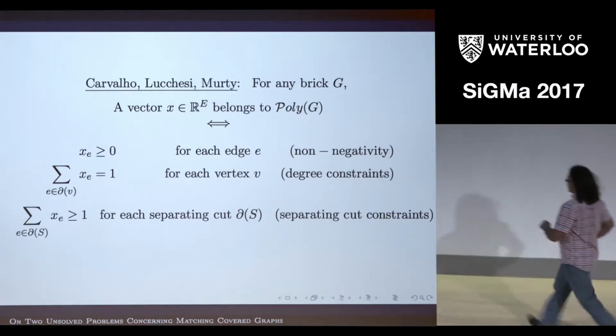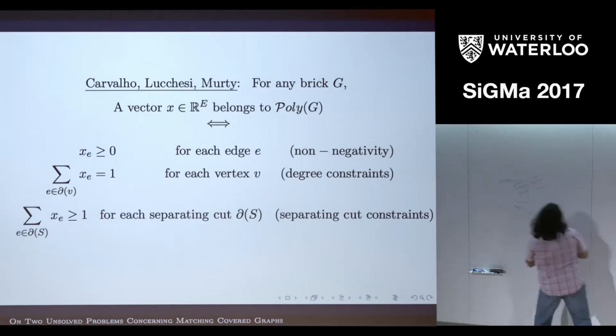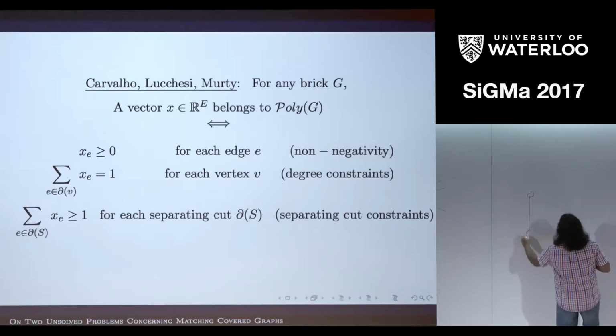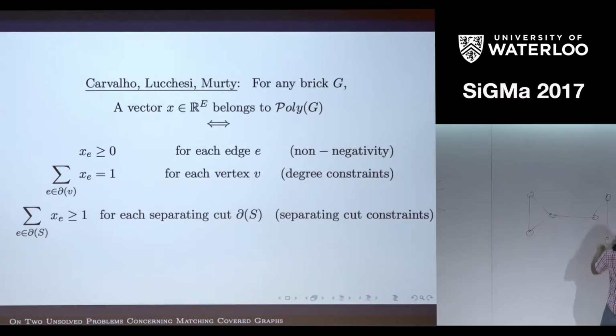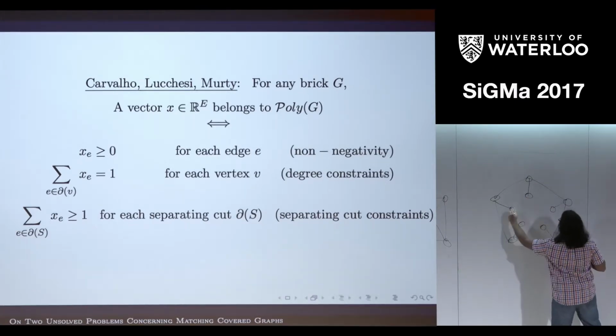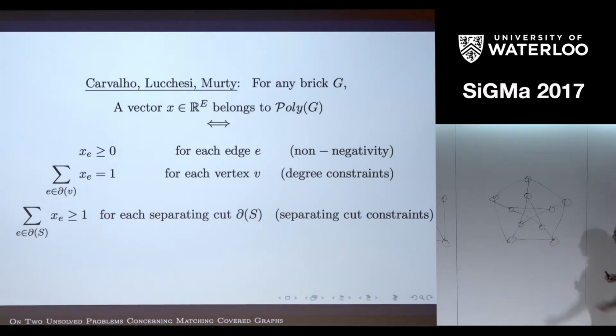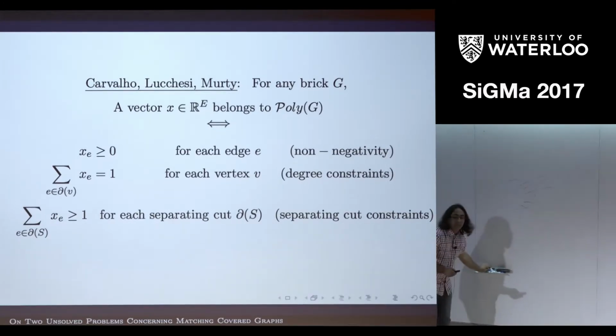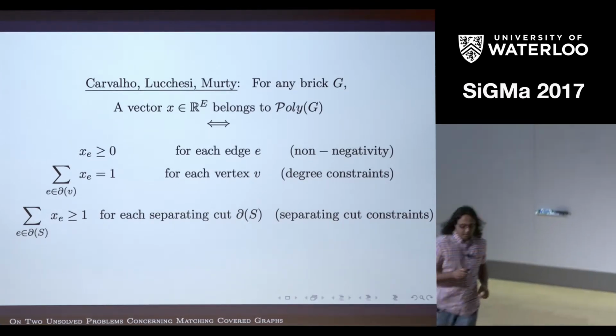So, in particular, for the triangular prism, the only odd cut constraint you need is the one we were looking at. You just need this one. For the Petersen graph, you just need the odd cut constraints. For this one, there are 6 ways of doing this because there are 6 perfect matchings in the Petersen graph. So you need 6 odd cut constraints. Each corresponds to a separating cut of the Petersen graph. You need the non-negativity and the degree constraints, and that is all you need. Okay.